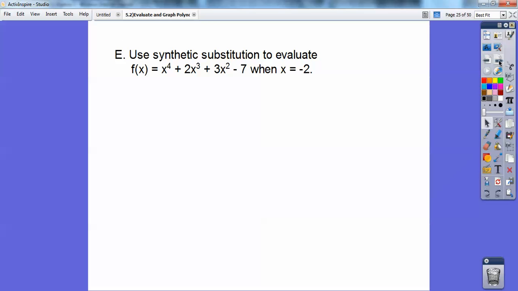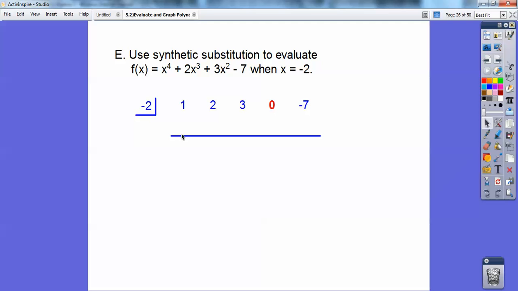So do that with this guy right here. Use synthetic substitution to evaluate this polynomial when you plug in x equals negative 2. Okay, now you got to be careful. There's an x to the 4th term there, there's an x cubed there, there's an x squared there, but there's no x's. You have to put in a 0 for the x's, you guys, because it's got to be in descending order. Otherwise, you guys won't get the correct answer right there.